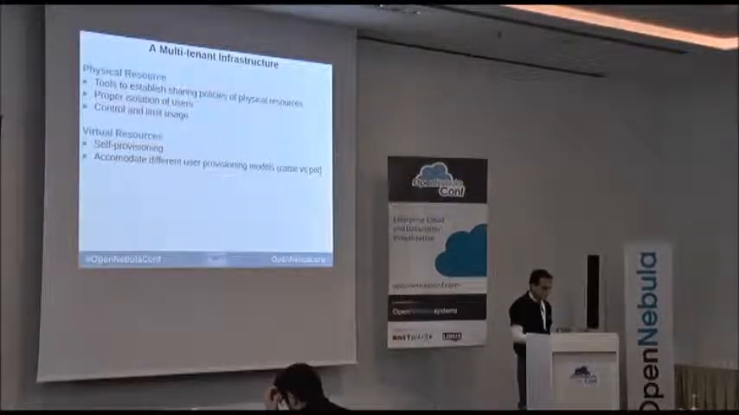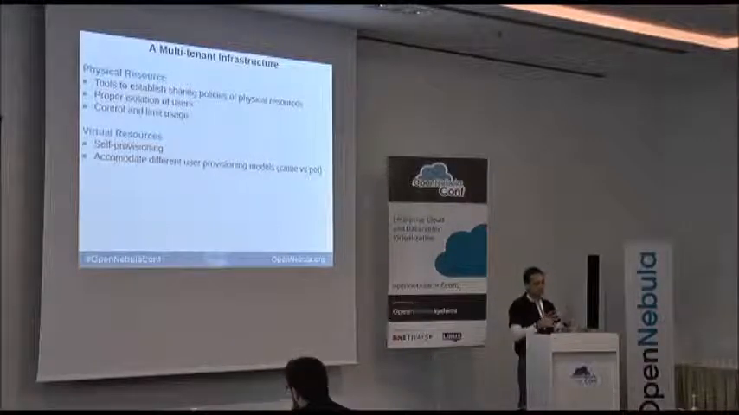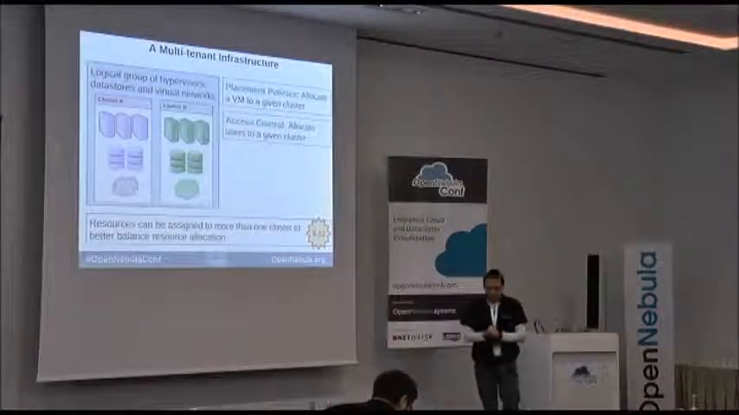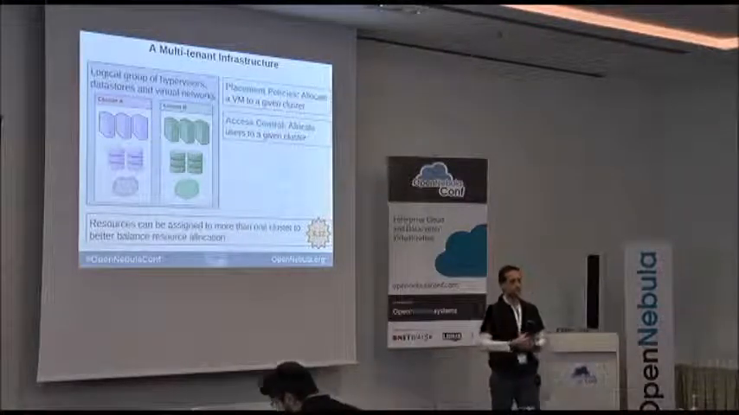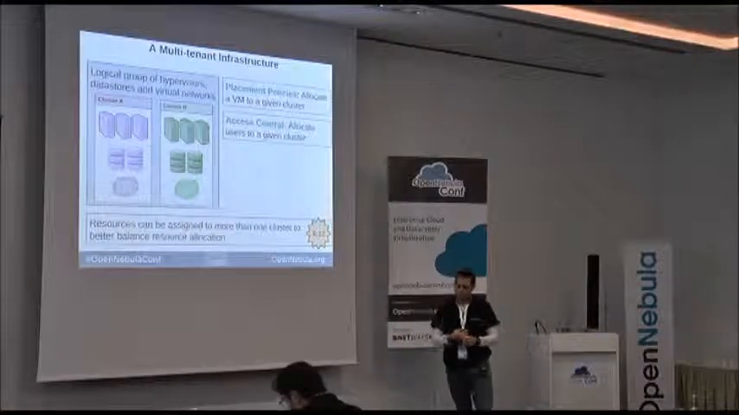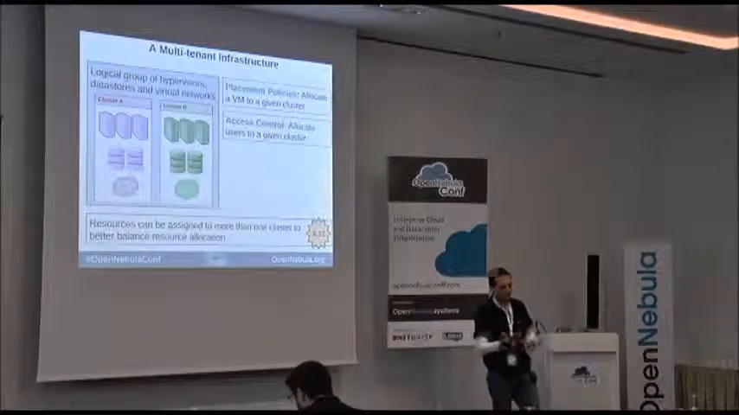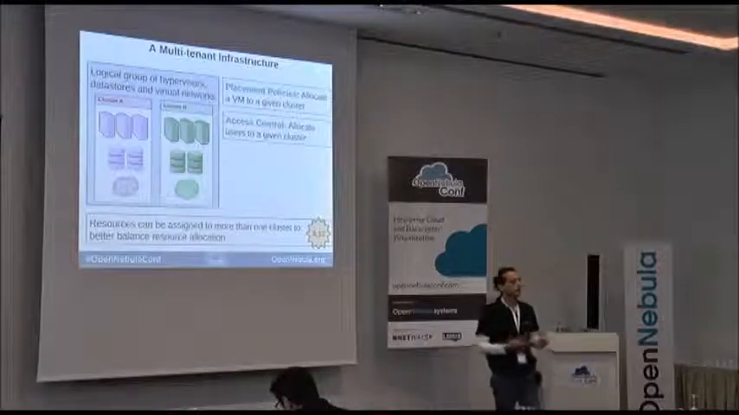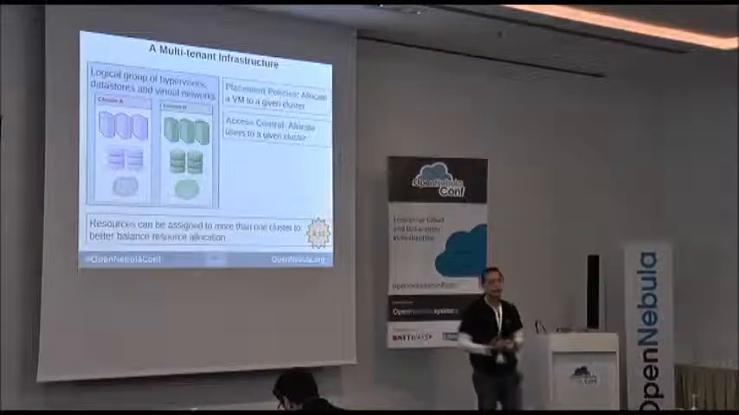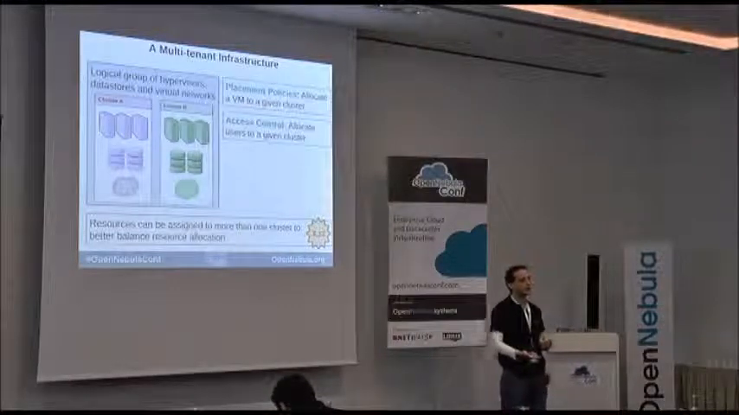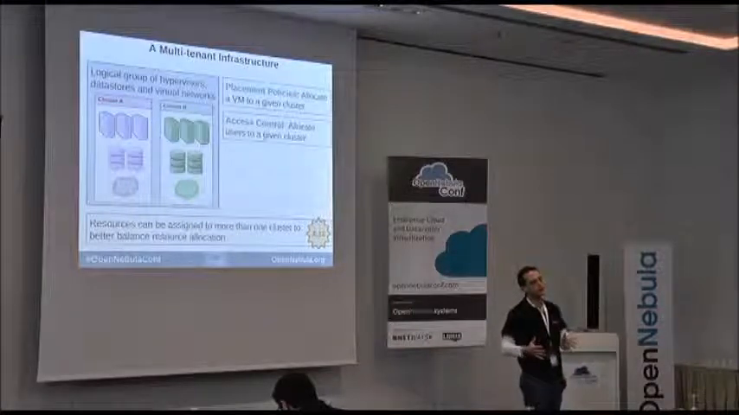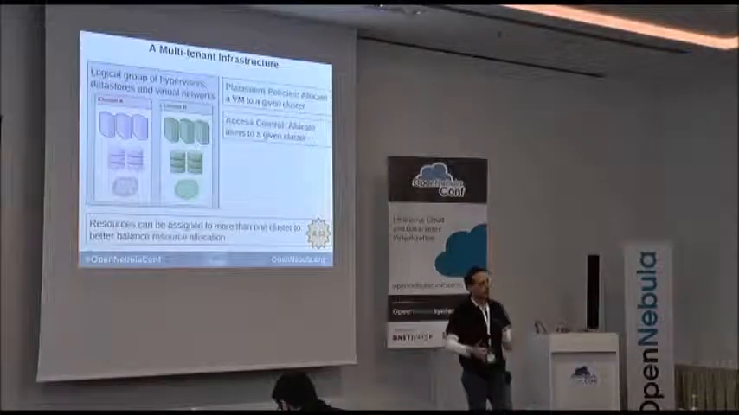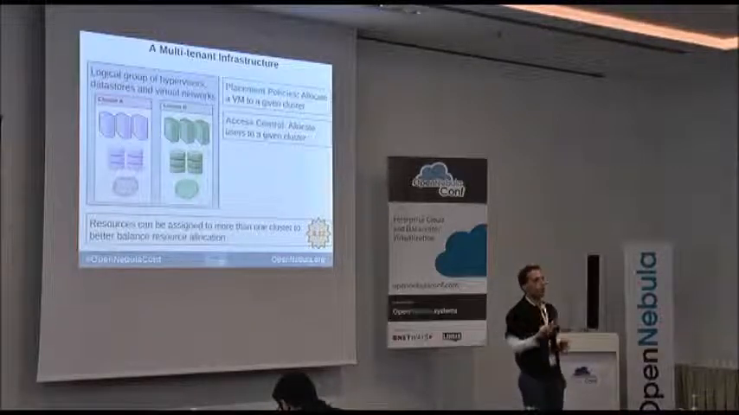So let's start with the features we have, or are developing, in terms of the physical resources itself, right? The first abstraction we implemented to reach the goal of having a multi-tenant infrastructure is the cluster. A cluster is a logical group of hypervisors, data stores, and virtual networks. Logical means that they don't have to be in the same rack or in the same physical location. You group them logically for basically 2 different reasons.